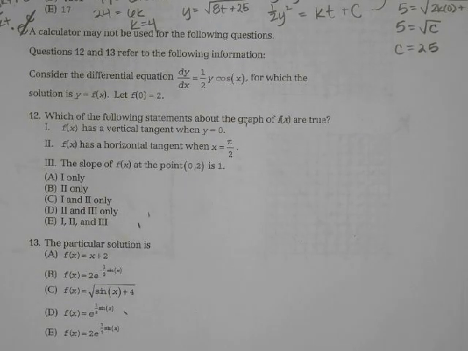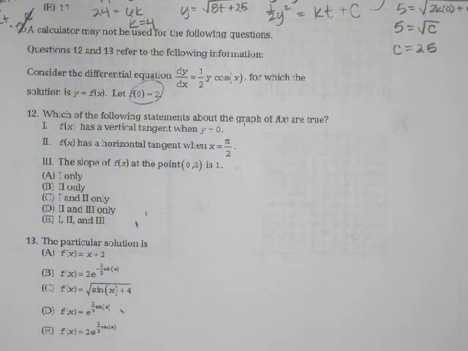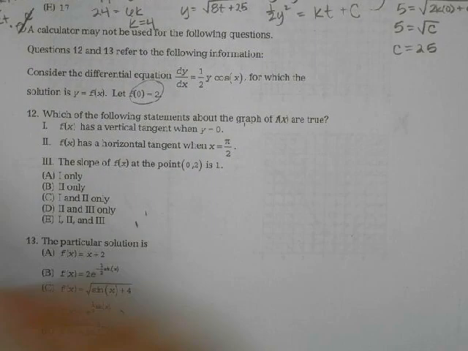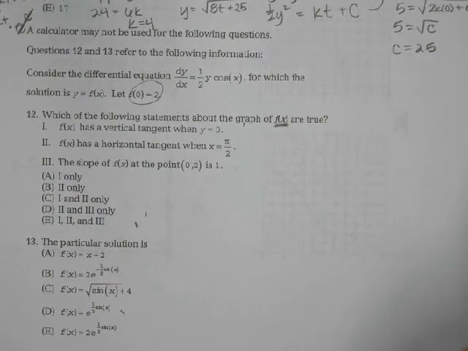All right, so for this one we have dy/dx equals 1/2 y times cos x. And they give us an initial value there, so they're helping us solve for c, so we can get the particular solution. And then it asks us some stuff about that particular solution, f of x, and so I knew that I needed to do the separable equations and find our specific solution first thing.